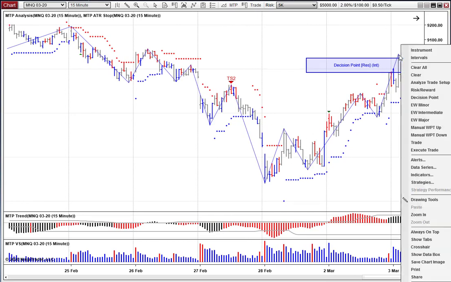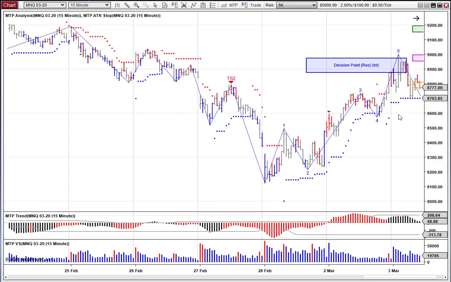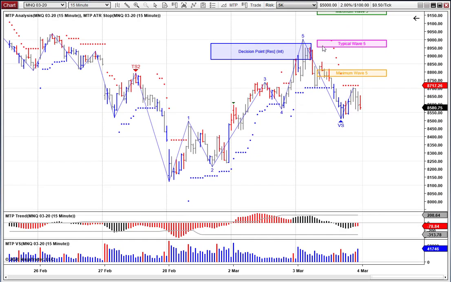If I right mouse click over this pivot and do edit wave intermediate, you can see that this actually was a 5-wave sequence with the high coming in right at the typical wave 5 WPT. This is where the Fed cut went right into our typical wave 5 WPT. After a completed 5-wave sequence, the market tends to then go back to the DP from the prior wave 4.